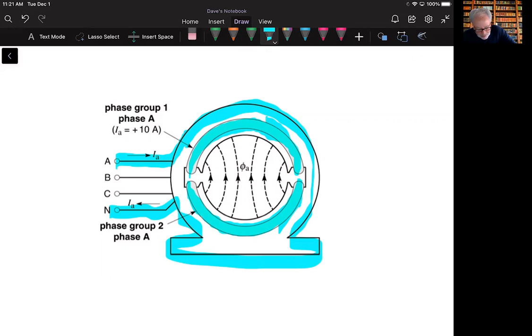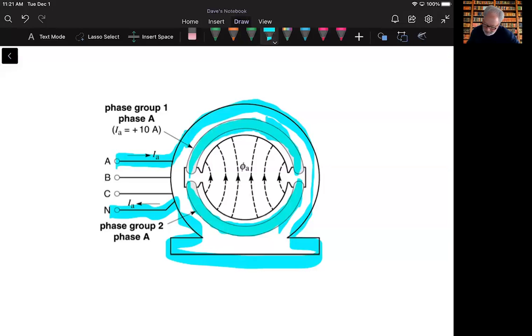Okay, so there's two coils for phase A. He calls one AA and one AN, because this one is connected to neutral, and this one is just the coil designated by A, and they're lodged in slots on the inner surface of the stator.